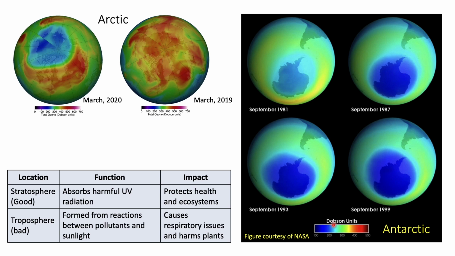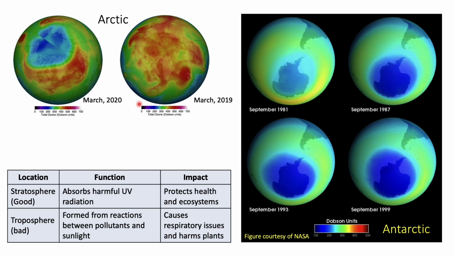This is given in the Dobson unit. We will be looking at what a Dobson unit is. The blue color means the thickness of this layer is very less. So here it is like 100 Dobson units, or a very small amount. In other words, what we can infer from this image is that in the year 1999, the amount of ozone in the atmosphere had reduced drastically. So that is the inference.